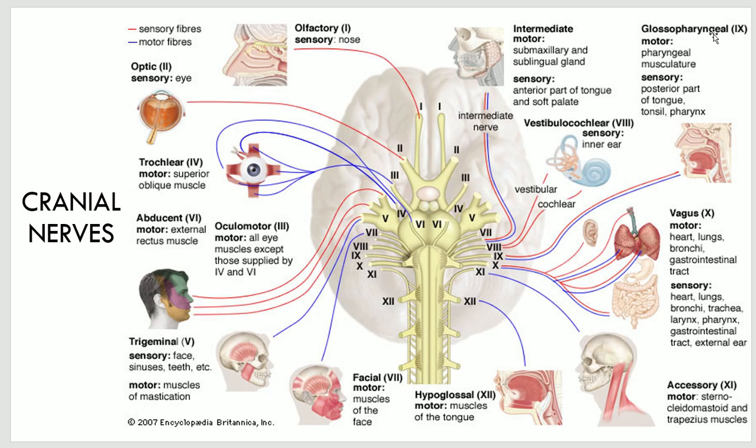All right, number 9, glossopharyngeal. So anytime you see glosso, that means tongue. Pharyngeal is pharynx. The pharynx is located in the back of the throat, behind the nose. So glossopharyngeal is also motor and sensory, just like the trigeminal. But this one is motor to the muscles of the throat, so pharyngeal musculature. And then it is sensory to the back part of the tongue, tonsils, pharynx.